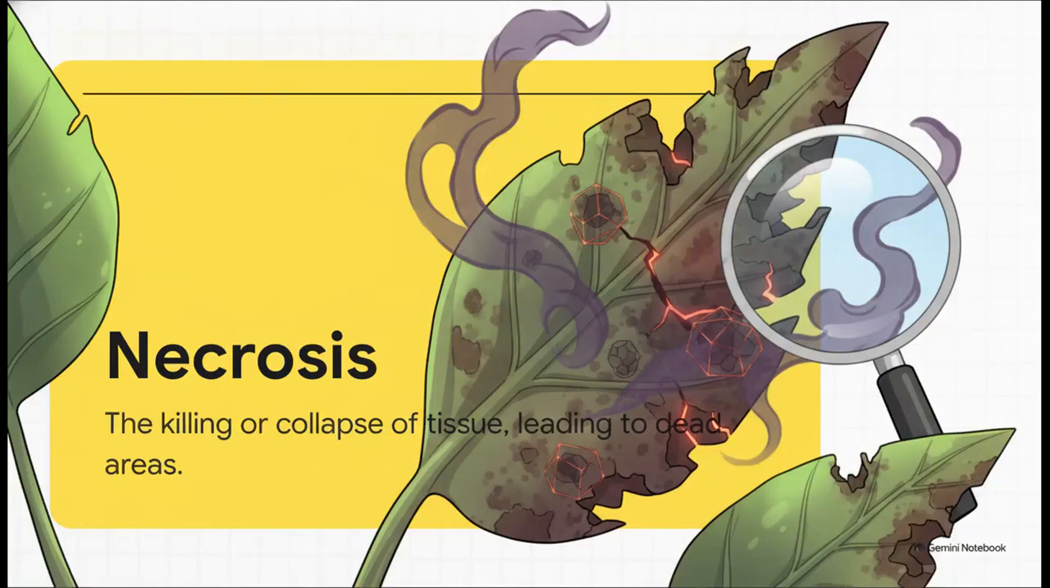When botanists assess a site, they look for specific forms of damage. The first major indicator is necrosis. Necrosis is simply defined as the killing or the complete collapse of plant tissue. When the toxic load from pollutants becomes too much for the plant to handle, the cellular structure breaks down entirely, resulting in dead, lifeless areas on the leaf.